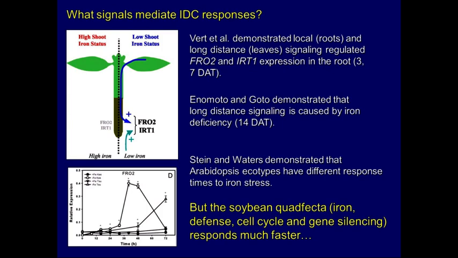And then Stein and Waters have done studies looking at the expression of these iron uptake genes, and they used different Arabidopsis ecotypes that differed in the speed of their response. In the fastest ecotype that they used, Fro2 expression really doesn't spike till about 36 hours. And we see Fro expression at 30 minutes in soybean. So soybean is responding to iron stress incredibly quickly.